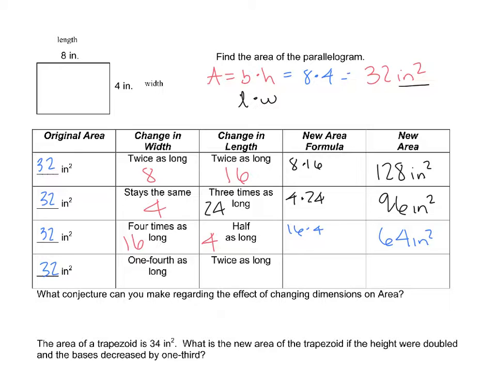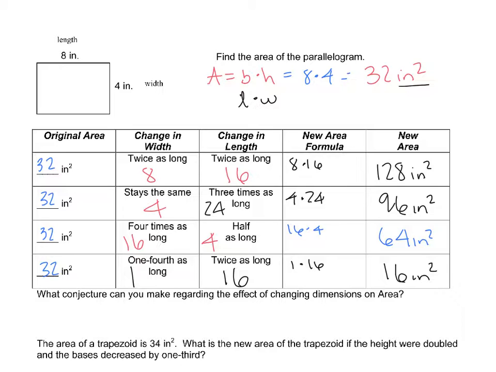All right, and then the last one here, we're going to go with 1/4 as long. So 4 times 1/4 results in a width of 1. And we're going to make the length twice as long, which gives us 16. So the new area formula would be 1 times 16, which is 16 inches squared.